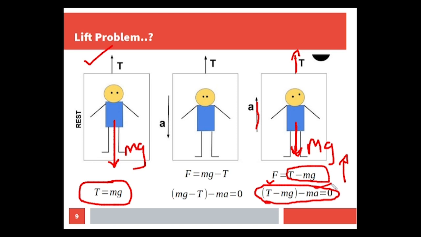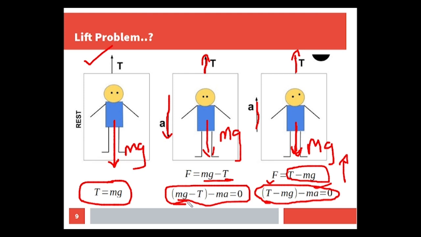Similarly, in this case, the lift is accelerating in the downward direction. Here there is mg. Since the lift is going in the downward direction, the magnitude of mg is higher, or otherwise, the tension provided by the rope is not enough. So that means the net force is mg minus T, since the body is accelerating in the downward direction. You can just write it as mg minus T minus ma is equal to 0.